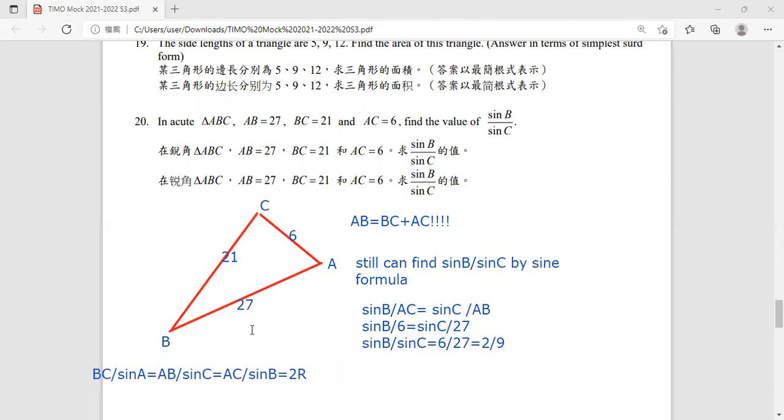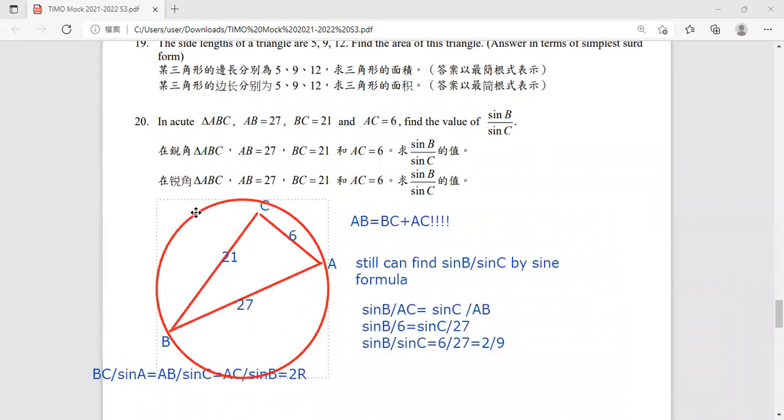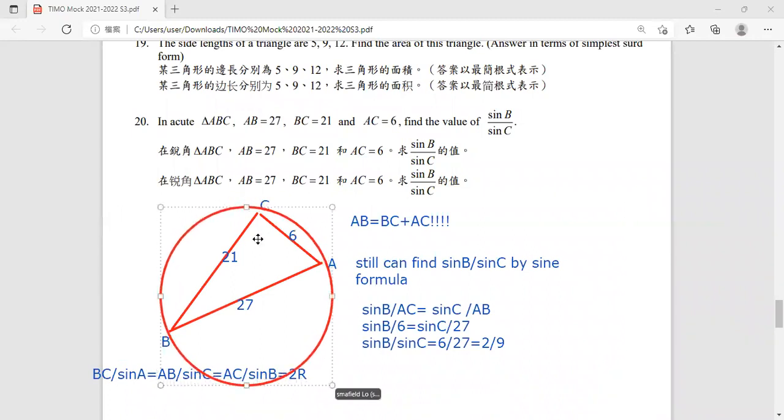Now, what is this R? If you make a circumscribed circle here, say this one, then I find the center, and this will be R.